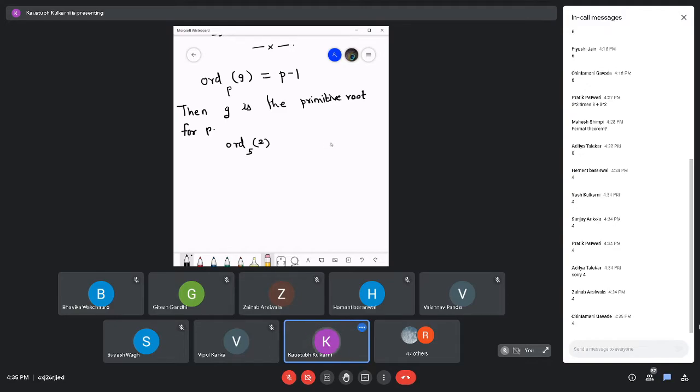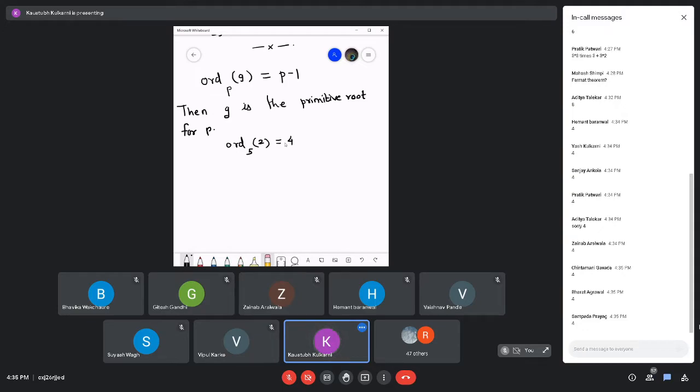4 mod 5 is 4. 2 raised to 3 is 8. 8 mod 5 is 3. 2 raised to 4 is 16. 16 mod 5 is 1. So order of 2 mod 5 is equal to 4 because 2 raised to 4 is 16 and 16 mod 5 is 1. We tried from the lowest powers, 1, 2, 3, and we found that it holds true for 4.